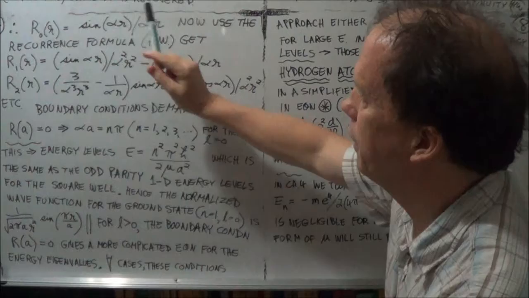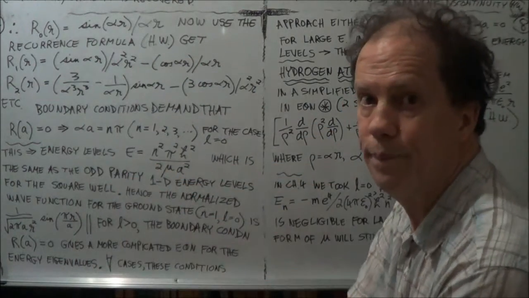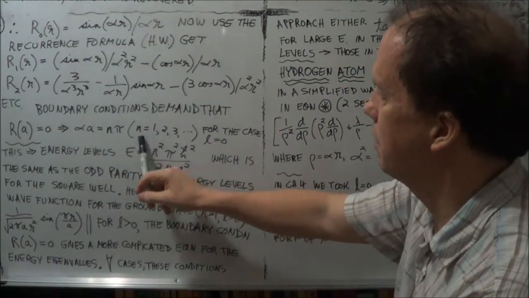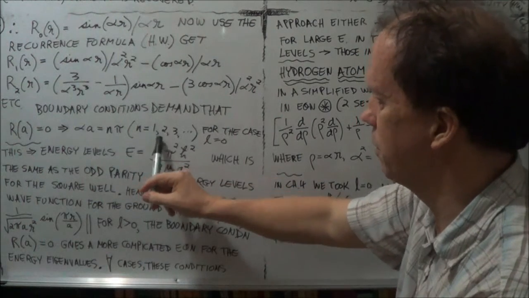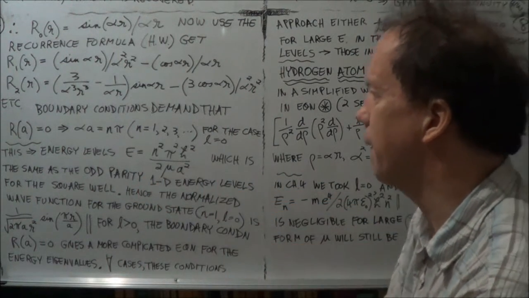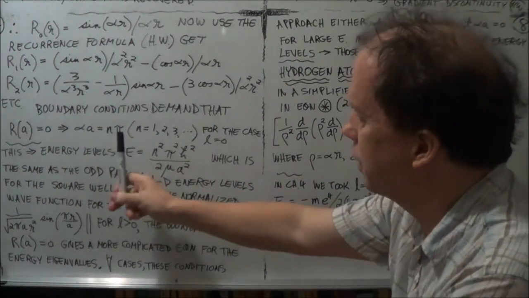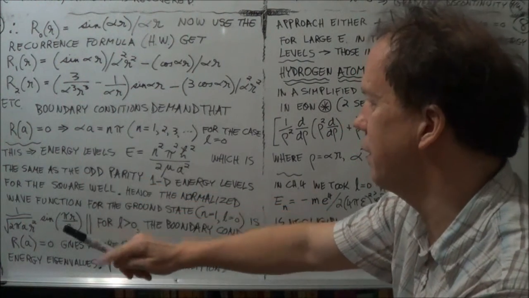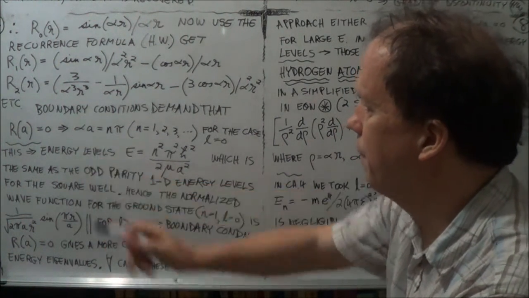That means that alpha a must be n pi, because sine of n pi is 0. So n is an integer, n can be 1, 2, 3, whatever. Now you've got conditions on your n, and effectively on your alpha.